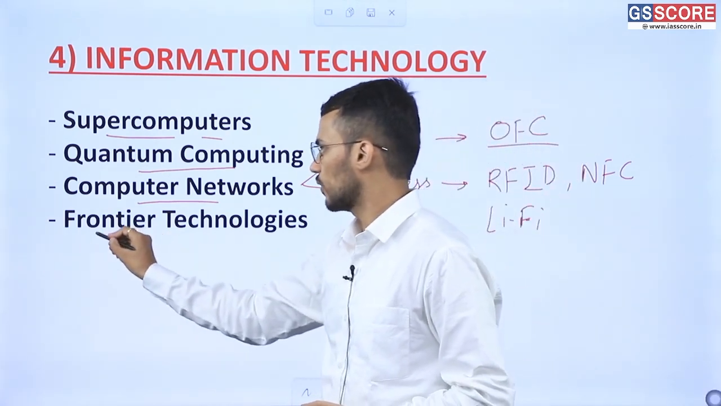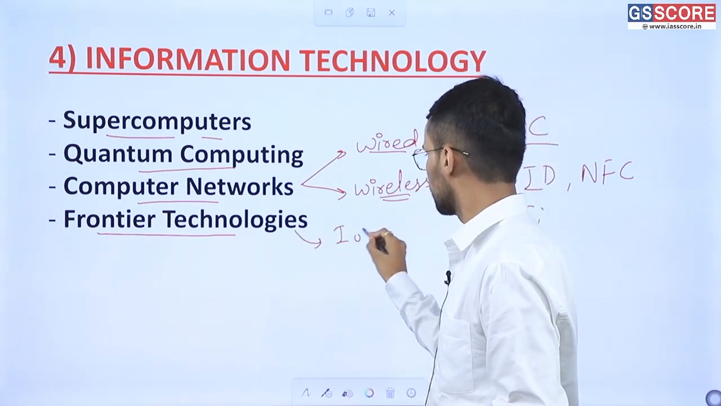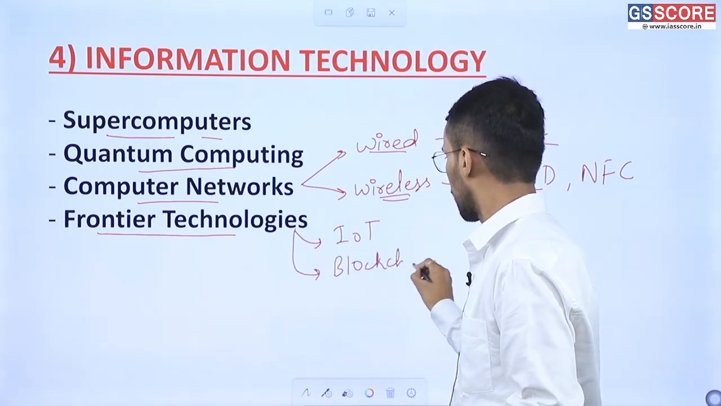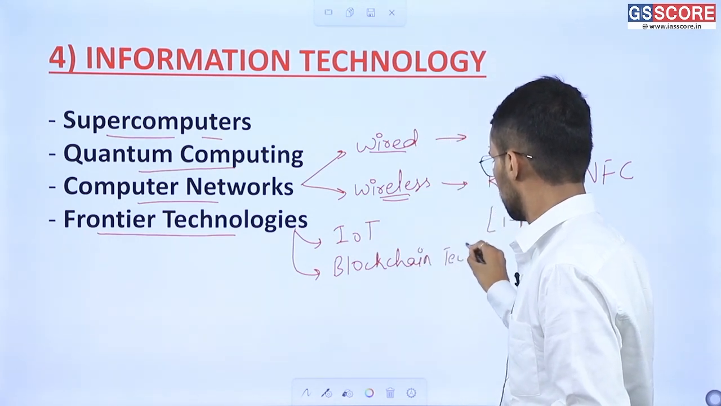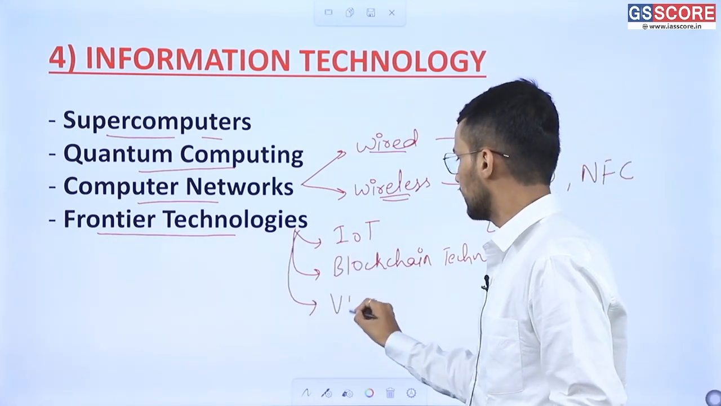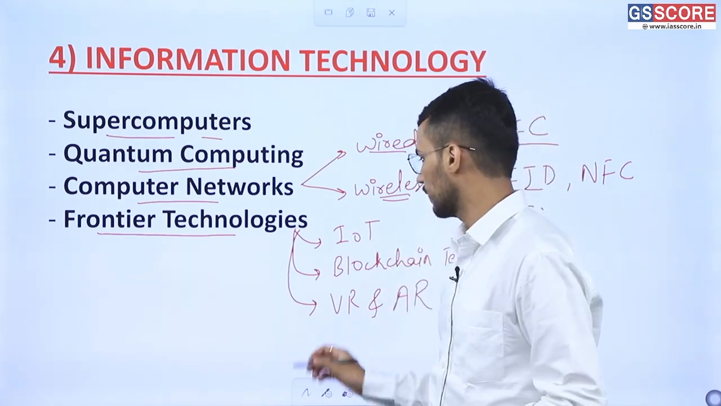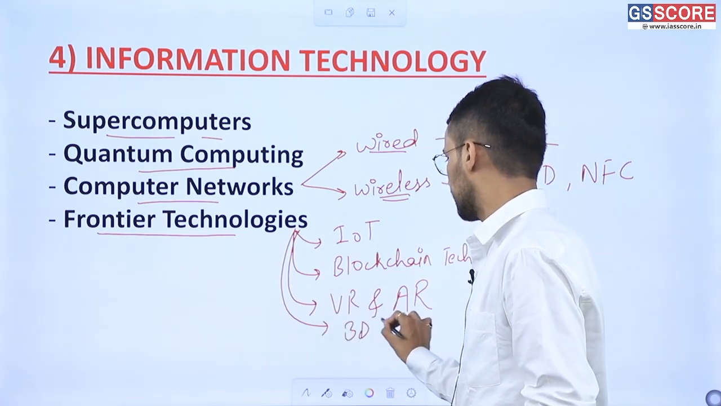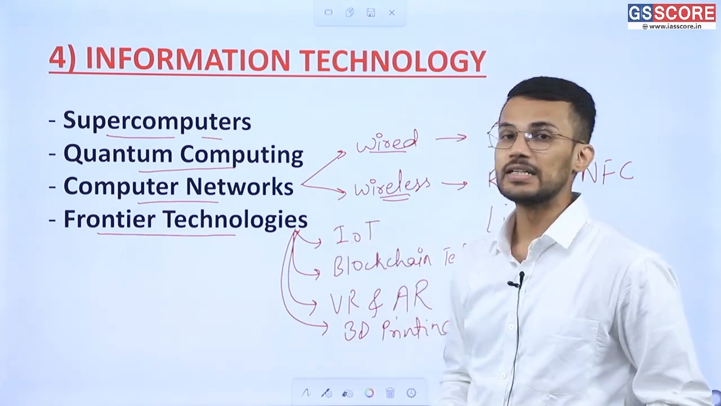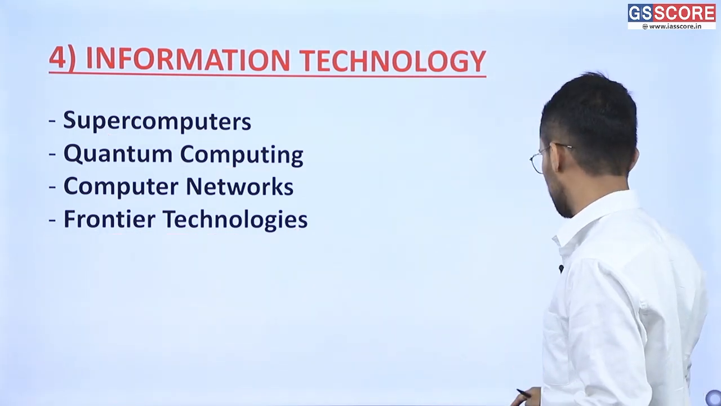Then we'll be discussing important frontier technologies like Internet of Things, IoT, then blockchain technology, then virtual reality and augmented reality, right? So such frontier technologies, along with 3D printing, such topics we'll be discussing under frontier technologies, right? So these are the topics from information technology.